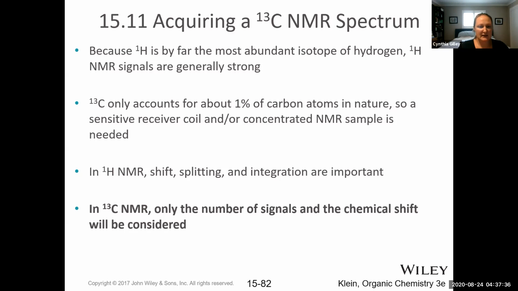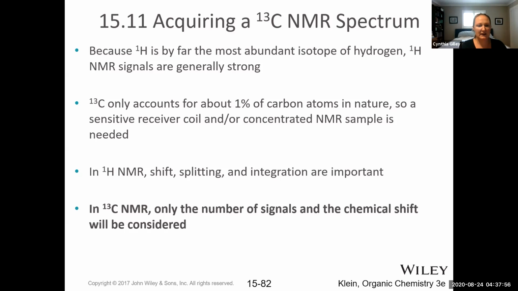And here's the reason why. Integration is almost impossible because remember that randomly certain carbons will be carbon-13, but it's not like you have a molecule where all the carbons are carbon-13. So relative integration is very difficult to achieve there.